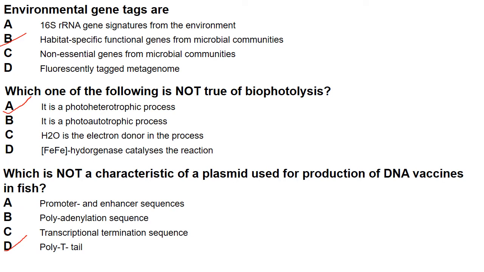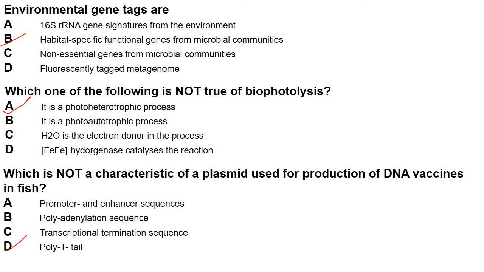Environmental gene tags are short DNA sequences used to characterize and distinguish microbial environments. So they are habitat specific functional genes from microbial communities. Answer is option B. Then which one of the following is not true of biophotolysis? Biophotolysis is the process by which water dissociates into molecular hydrogen and oxygen in a biological system in the presence of light. So the answer here is option A. It is not a photoheterotrophic process. It is a photoautotrophic process.